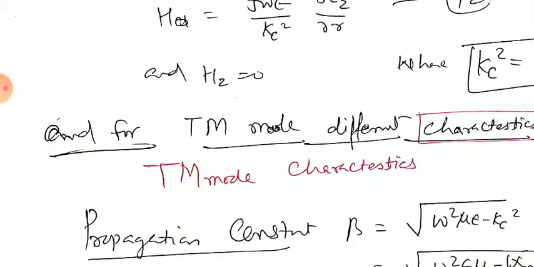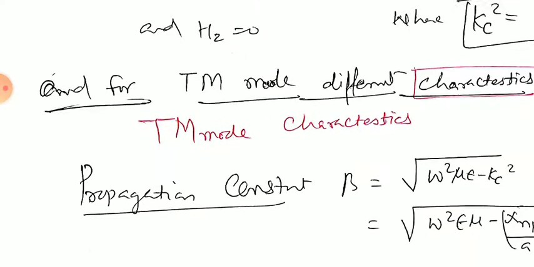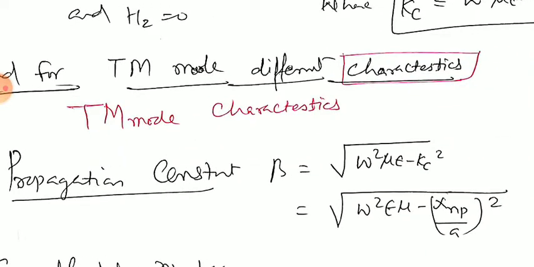So for the TM mode, different characteristics we can calculate using these electric and magnetic components, and here we start from the propagation constant beta. We know very well beta is given equal to root of omega square mu epsilon minus kc square, and here kc equal to x np by a.